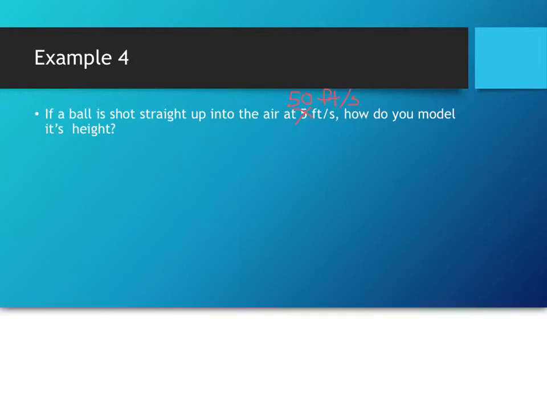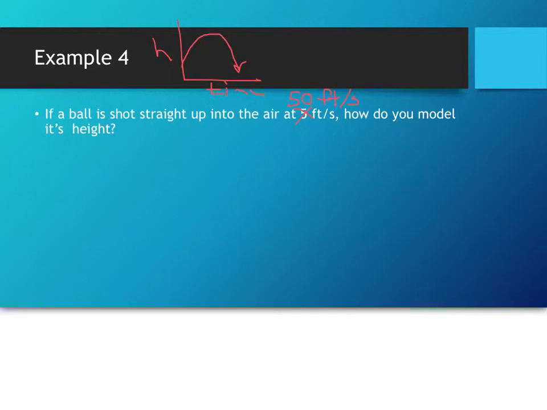So I shoot a ball up in the air. Maybe I throw it, maybe I have some sort of a launcher that does it. I launch it up in the air at 50 feet per second, and I want to model its height. Now, I've said earlier that this is going to be a quadratic idea, that the height of a ball thrown up in the air is going to look like this. We're going to have height over here and then time on the y-axis. So over time, the ball rises and then gravity takes over and pulls it back to Earth. All right.